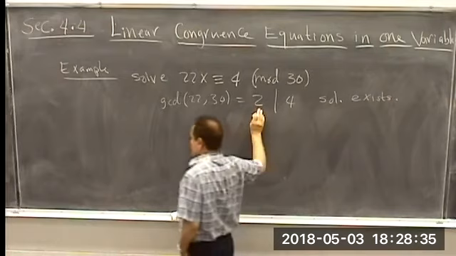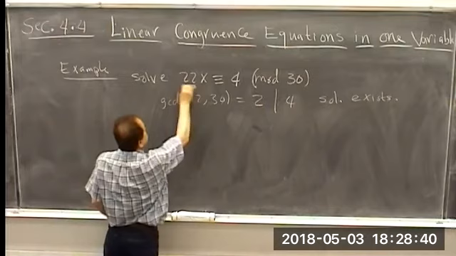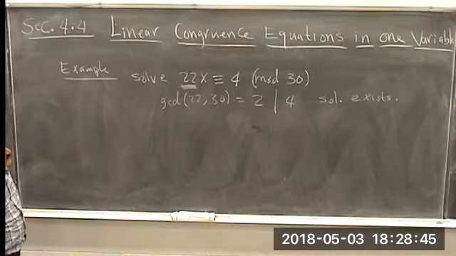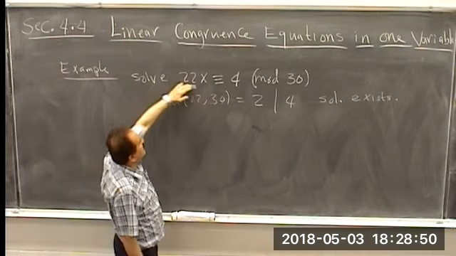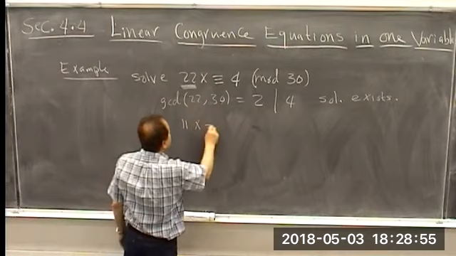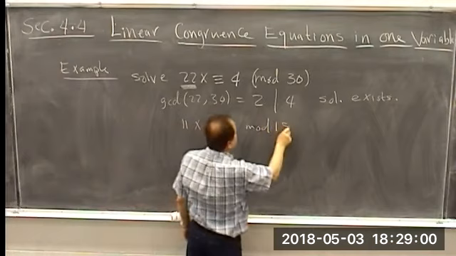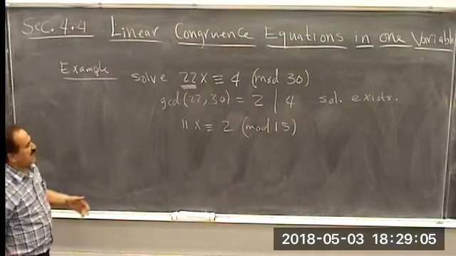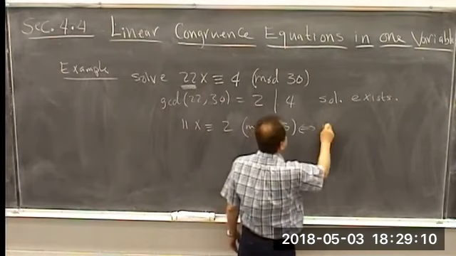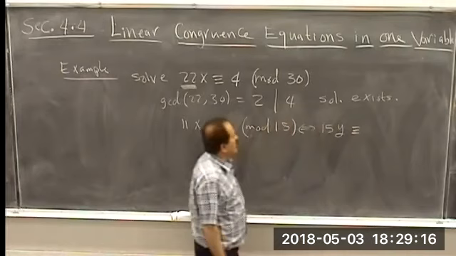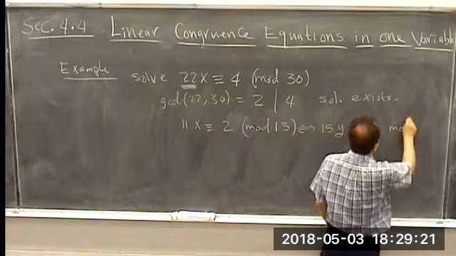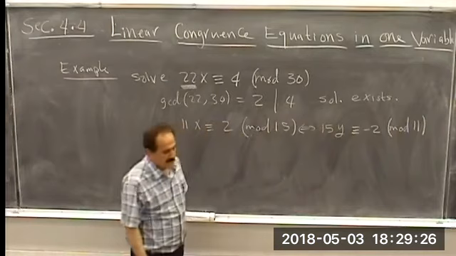One thing we can do is reduce it; we can divide by 2. So we divide by 2, and you get 11x congruent to 2 mod 15. All right, now this is equivalent to 15y, you could call it x as well if you want, congruent to negative 2 mod 11. The question is, of course, we need to find what the solution would be.